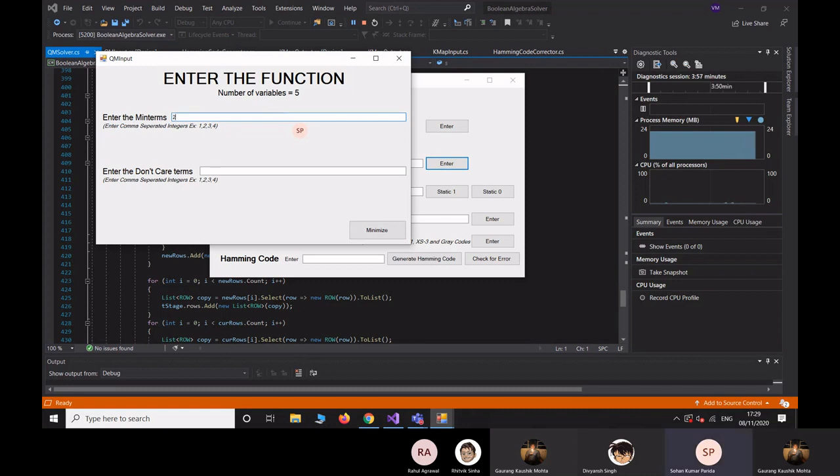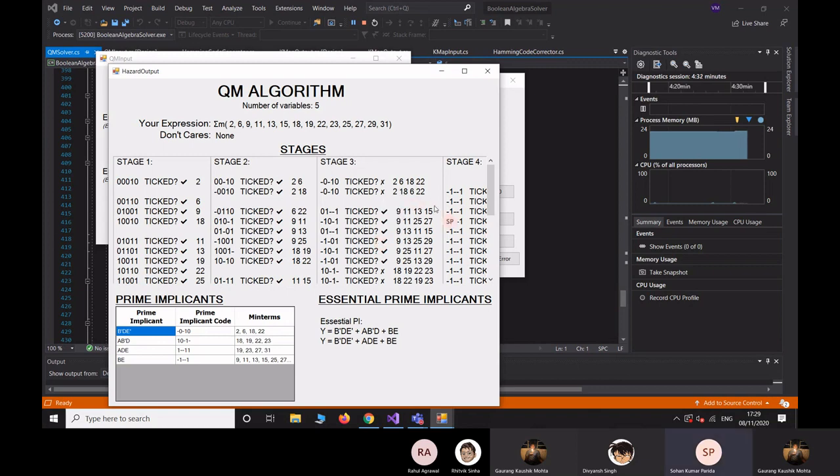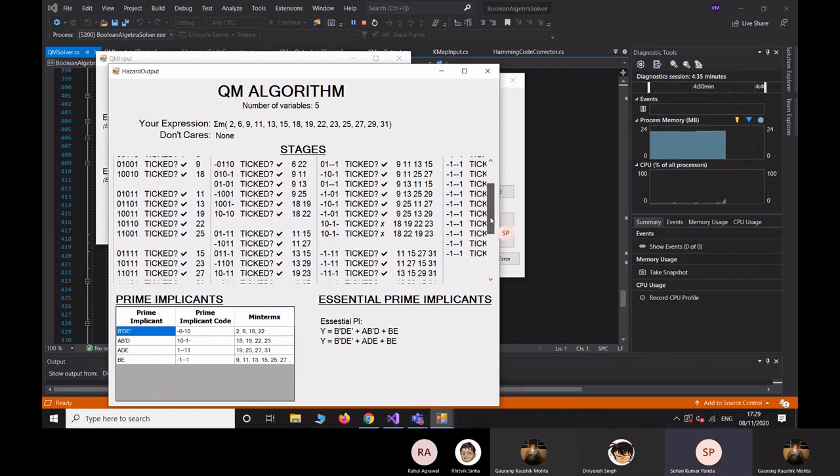Entering the min terms 2, 6, 9, 11, 13, 15, 18, 19, 22, 23, 25, 27, 29, and 31. Now, for minimizing this, you can see here we have 4 stages.